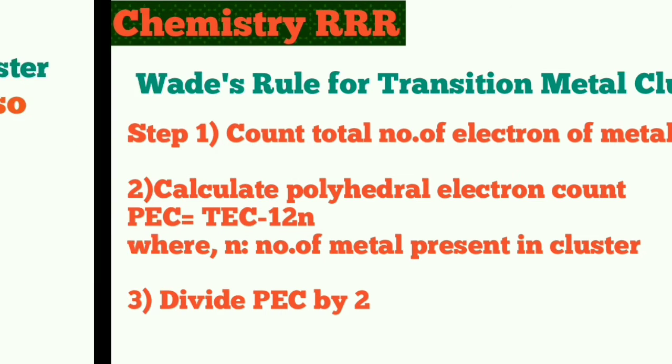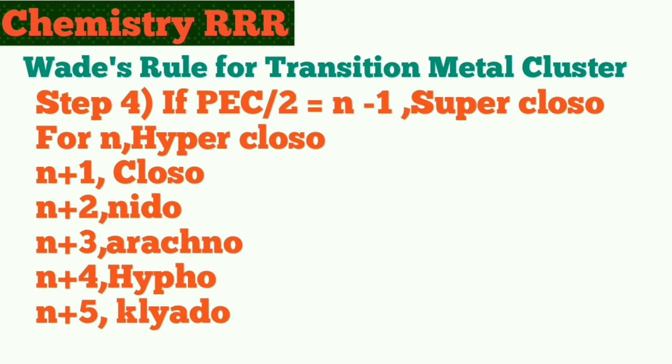Then in step 4, if the polyhedral electron count, that is PEC divided by 2, is equal to n minus 1, where n is the number of metals present in the metal cluster, then the structure is supercloso. For n, the structure is hypercloso. For n plus 1, closo. For n plus 2, nido structure. For n plus 3, arachno structure. For n plus 4, hypho structure. For n plus 5, klado structure.